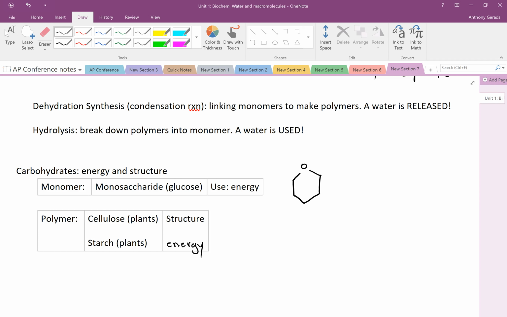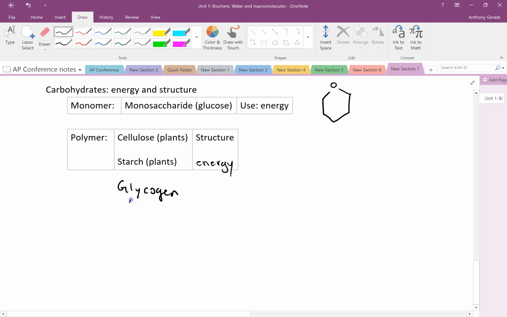Then we can also have glycogen. That's going to be in animals. Glycogen is energy for us. That's carbohydrate storage. If we get short on energy, we break down glycogen.